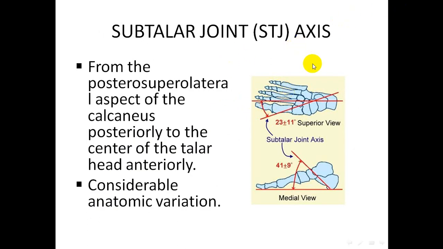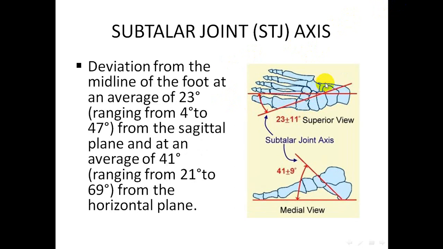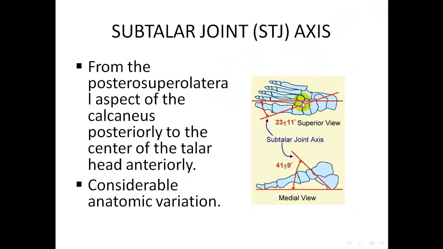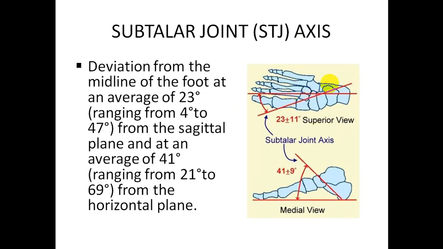It extends from the posterior superior lateral aspect of the calcaneus posteriorly to the center of the talar head anteriorly, with considerable anatomic variation, to allow shifting, gliding, and rotational movements. It deviates from the sagittal plane. Look, the sagittal plane is the plane passing by the second metatarsal bone. It deviates by 23 degrees, but this is an average, and the range is very wide. And it also deviates from the transverse plane by 41 degrees. Again, it is an average, and the range is very wide.